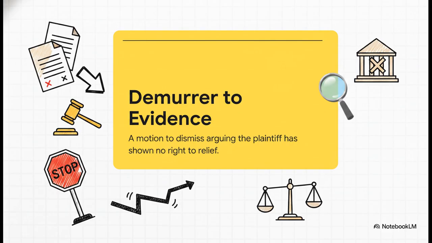Imagine the plaintiff finishes presenting their whole case, and it's just fundamentally weak. The defendant can immediately file this motion, essentially standing up and telling the judge, "Look, even if everything the plaintiff just showed you is 100% true, they still have no legal right to relief." If the judge agrees, it is a mic drop moment. The trial is stopped dead in its tracks and the case is dismissed right then and there.